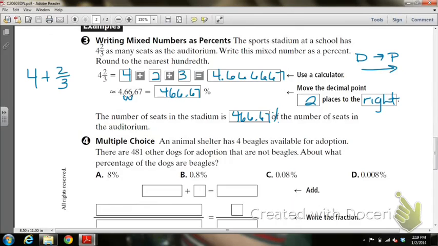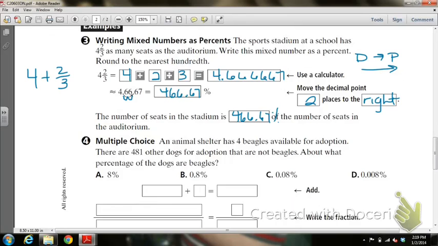And example 4, an animal shelter has 4 beagles available for adoption. There are 481 other dogs for adoption that are not beagles. About what percentage of the dogs are beagles?